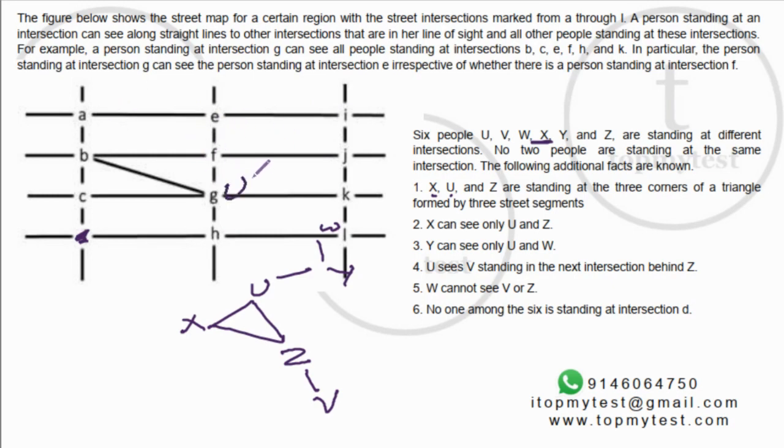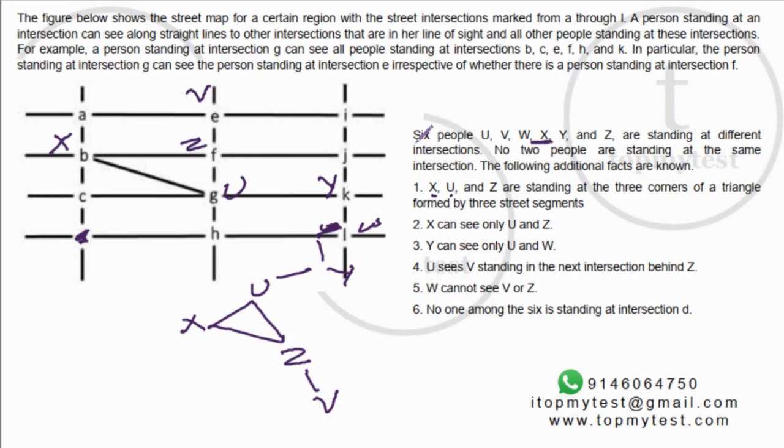So if I put U here, this is X, this is Z. Okay, V will be here. Y can see only U and W. So you'll have Y here and W will come here. This is the final arrangement. W cannot see V or Z. X can see only Z and U. Yes, this is the final arrangement.